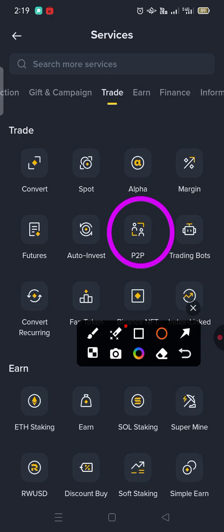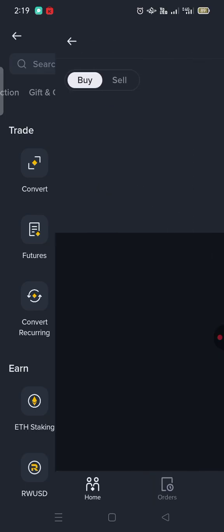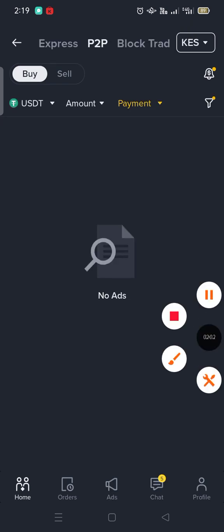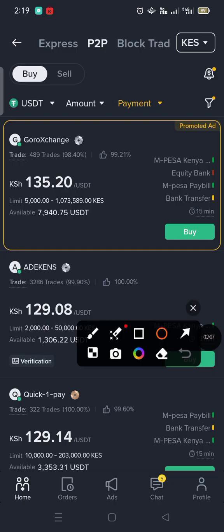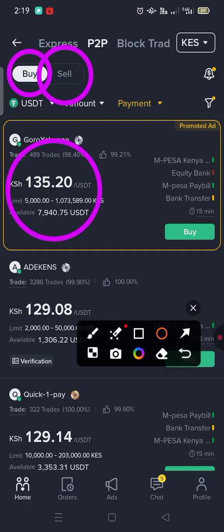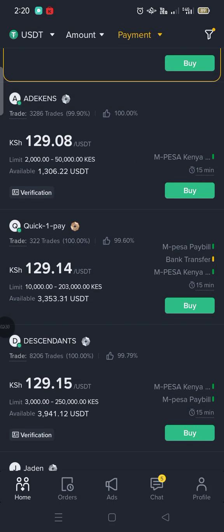So the next thing is you tap on the P2P option, then you'll be able to see different people selling and buying. As you can see here, we have the buy side and the sell side, and we have different people with different prices. You also have to check on your country's mobile money available. You can see this is for Kenyans. We have different people selling with different prices and the limit order.